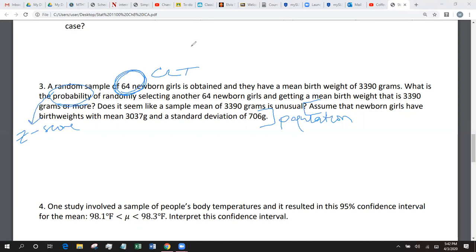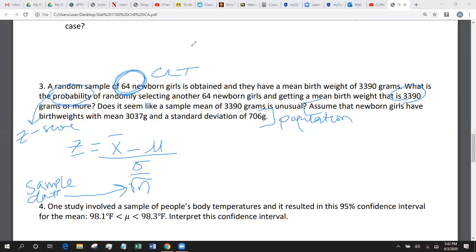So I'm going to go ahead and look at the formula. Z is equal to, we're going to take whatever mean it's talking about here. So what value are we looking for them to have? We're looking for them to have a value of 3,390 or more. We're going to subtract mu, and then over the standard deviation, so over sigma over the square root of n. And remember, this comes into play whenever we were working with sample data. And just like we saw before, this entire denominator is that standard deviation.